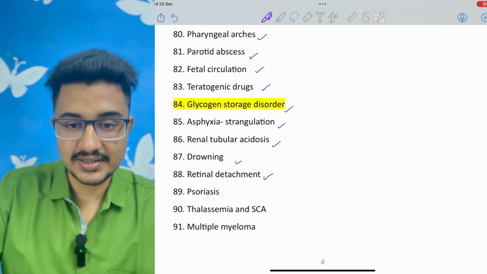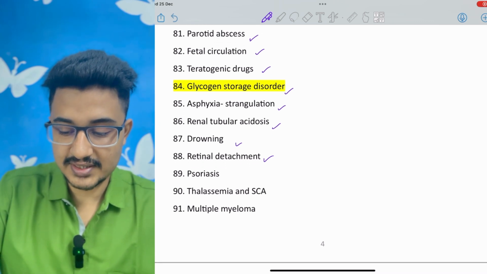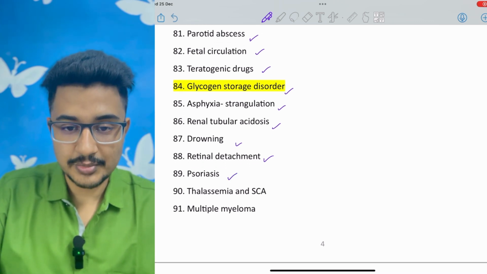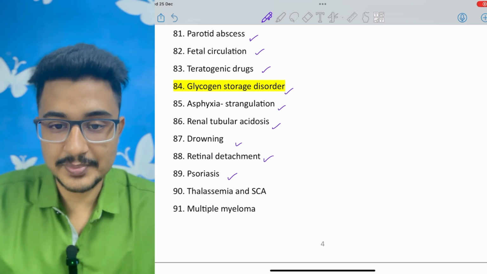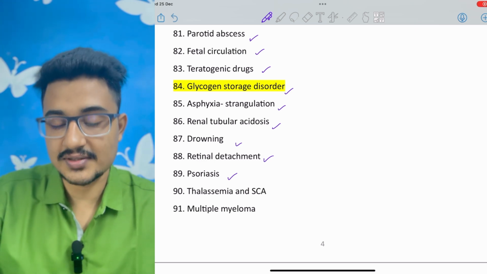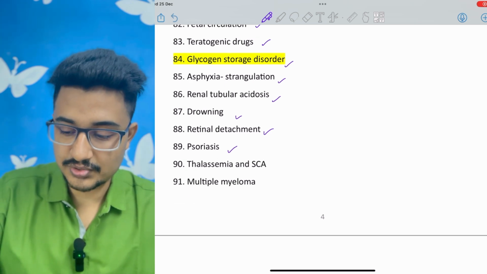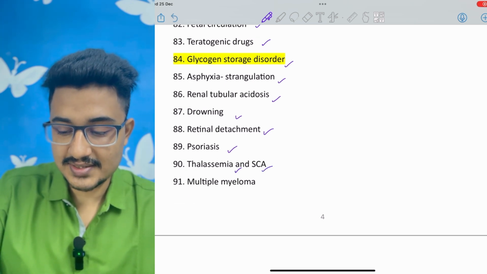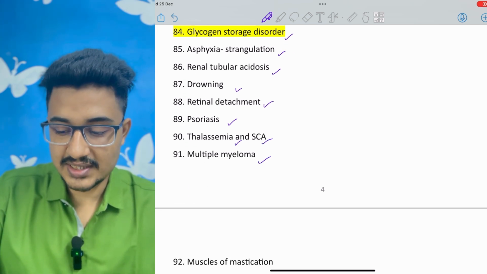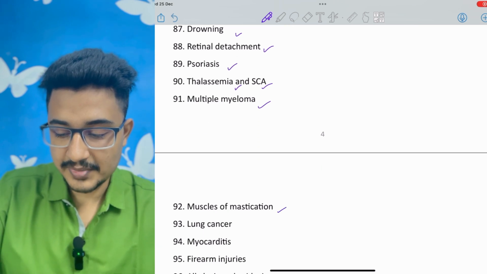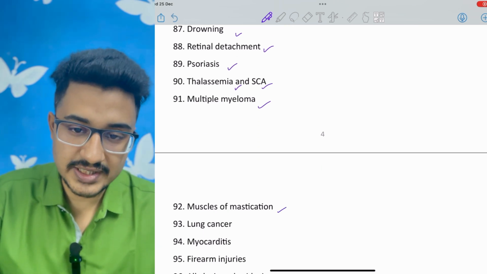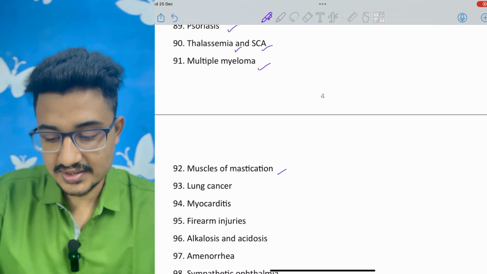Retinal detachment and the management of retinal detachment. Psoriasis, among dermatology, the histopathological appearances and types of psoriasis. With that, what is the management of the different types of psoriasis? Thalassemia and sickle cell anemia, multiple myeloma, muscles of mastication, in NEET PG 2023 also it was asked.